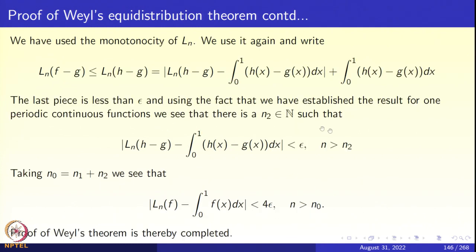And we get that the whole thing will be less than 4 epsilon or something. And the proof of Weyl's theorem is completed. So this concludes the proof of Weyl's theorem, and I think this is a very good place to stop this capsule. Thank you very much.